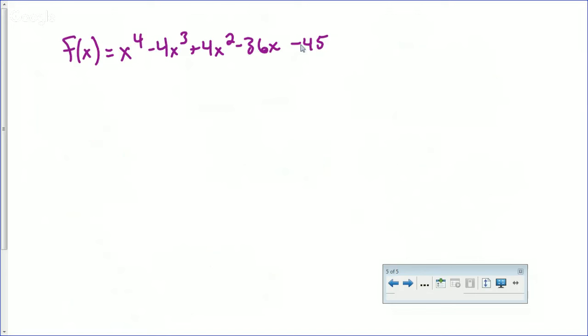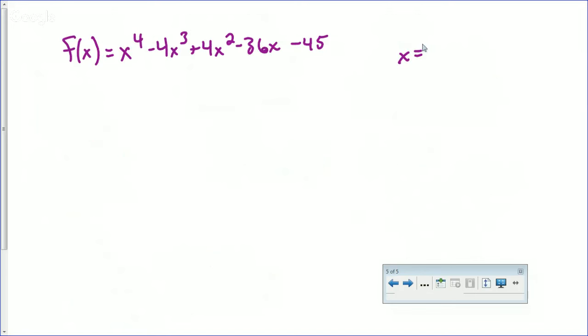Number 14. It says find all the zeros. So you have f of x equals x to the fourth minus 4x to the third plus 4x squared minus 36x minus 45. Okay, so to be a zero just simply means where is this graph crossing my x-axis? Okay, and I'm looking for 4 of them. So in the end, I'll have x equals 4 different numbers.